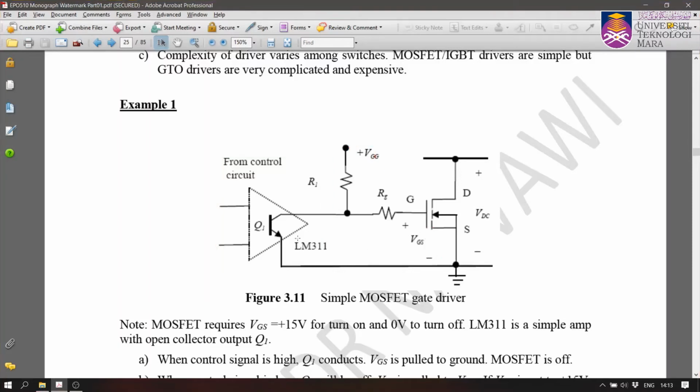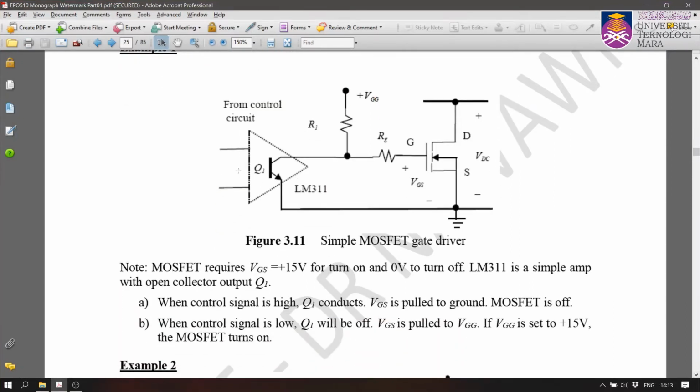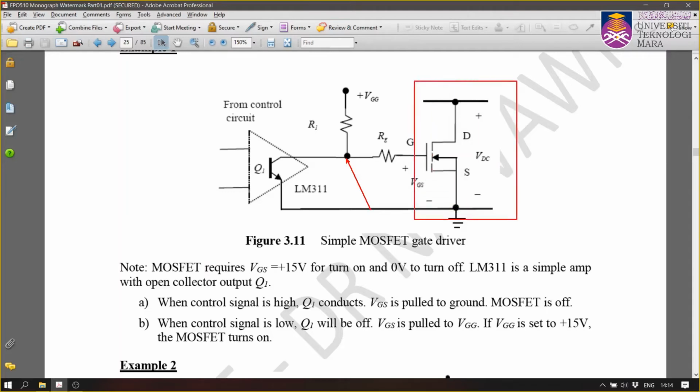Now you have this LM311, which is a single amp with open collector Q1 to control the circuit. So when Q1 is on, which is Q1 high, the signal is high, 1, it will appear as a short circuit, and therefore this point will be connected to ground, isn't it? And therefore VGS will be equal to 0. MOSFET will be turned off.